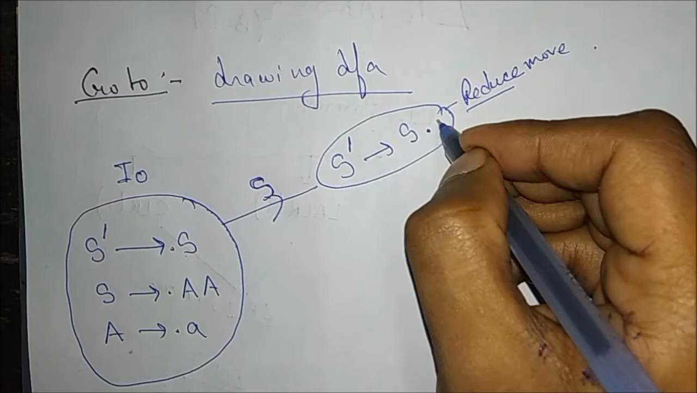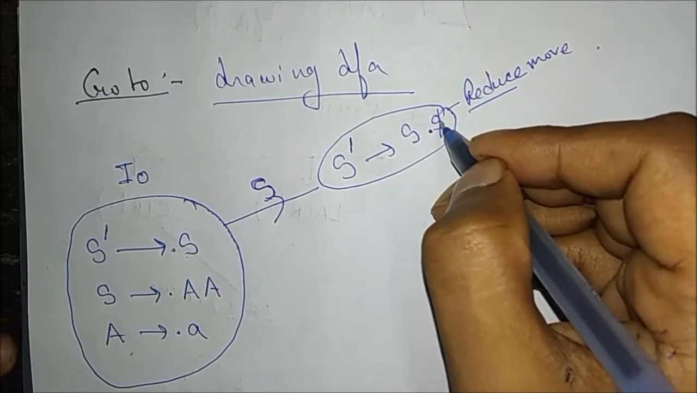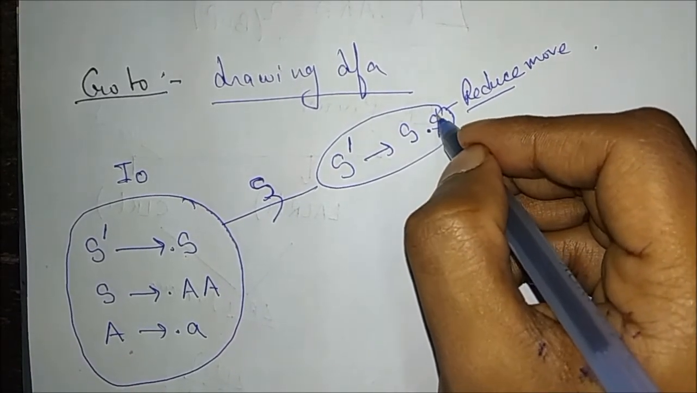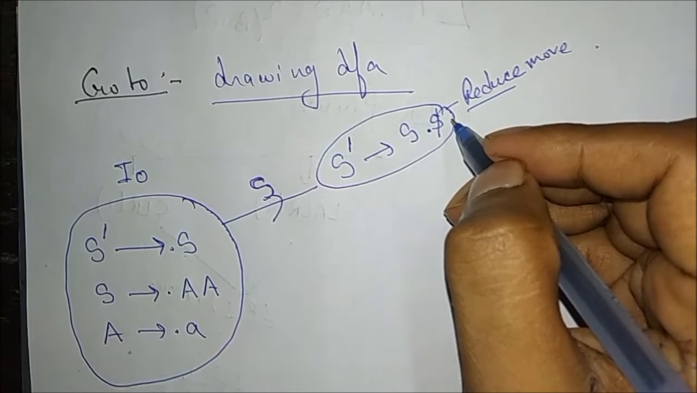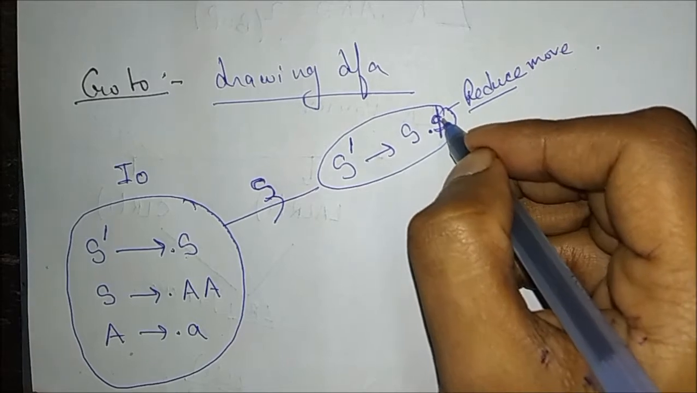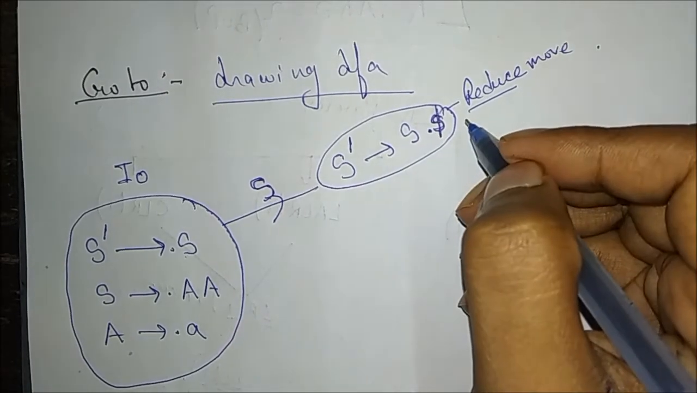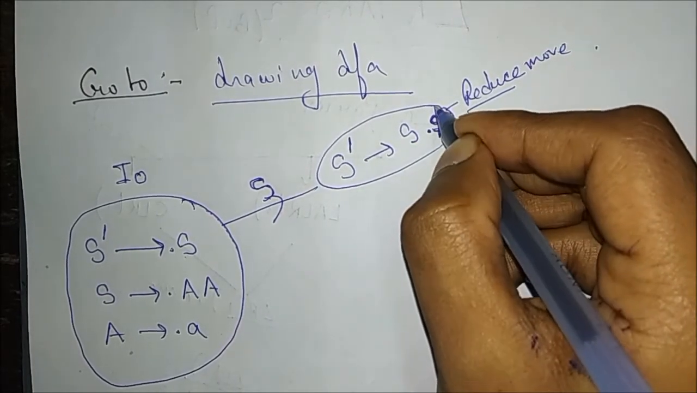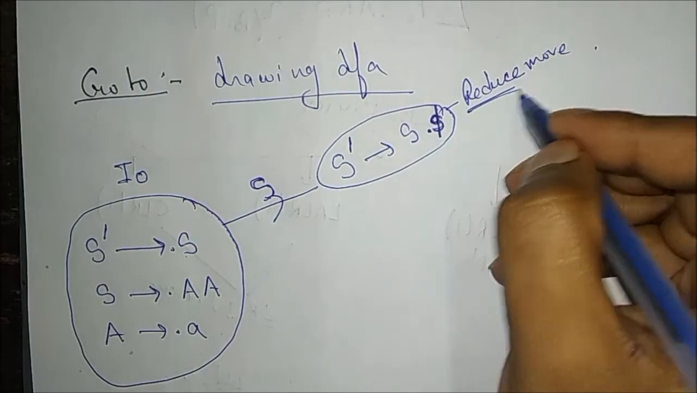And here, for every start production there is a $1. Dollar means accept, which means we have reached the last of the string. So every start production will get $1. If you write it or don't write it, it does not mean anything in LR0. So it is a reduce move.